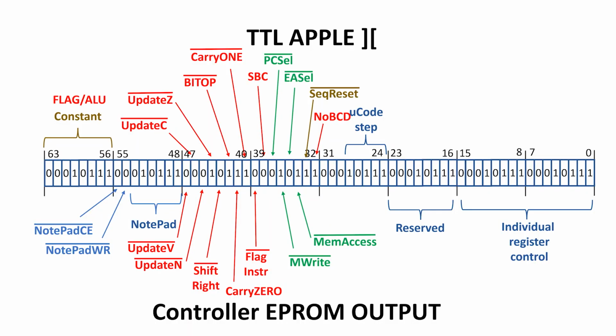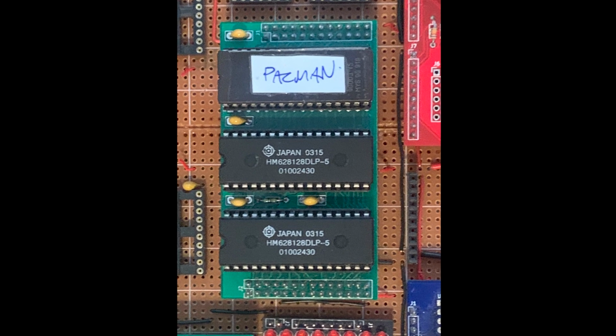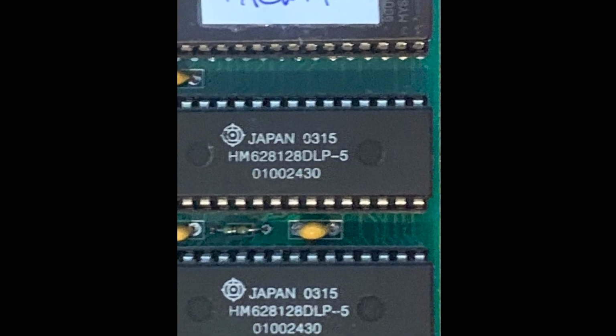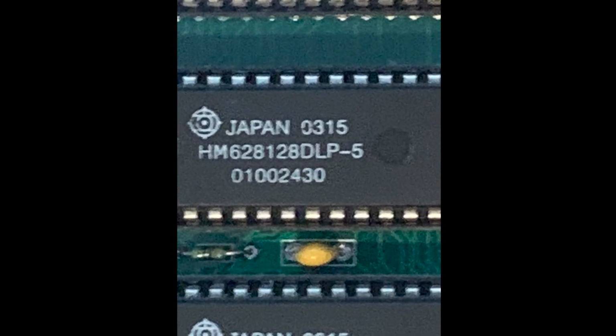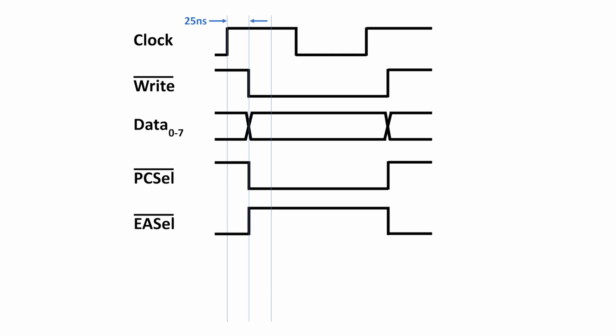The control word for this machine is 64 bits wide, and I encountered a problem with the design that I didn't have in the SAP6502. And I think that's because I swapped the SRAM to faster 50 nanosecond parts in this machine. First, let's have a look at the output from the control word flip-flops. Write bar, data, PC select, and EA select all become active at once.